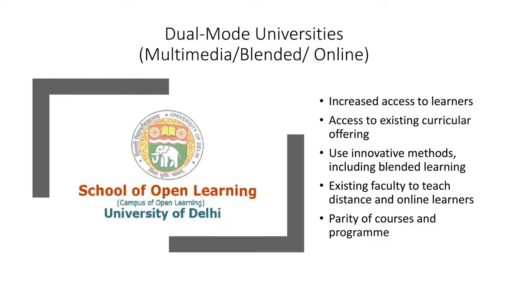We have an even larger number of dual-mode universities, some of which are again mega universities, mega institutions. The Open School of Delhi University has an enrollment of 150,000 students every year. In the US, the Babson Survey 2018 reports that 31% of campus students were taking at least one distance course. This dual mode model normally uses the strengths of the existing faculty to reach more learners and is being seen as a viable business model for many campus universities.